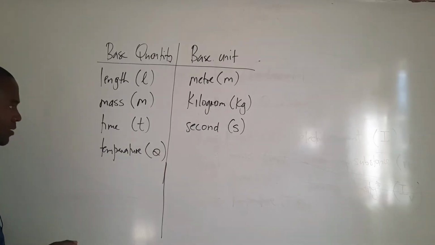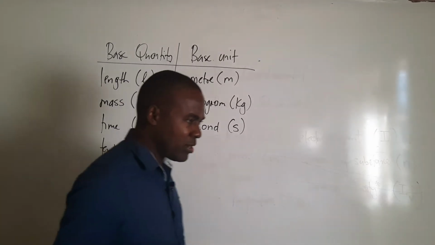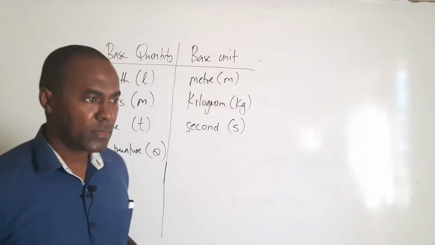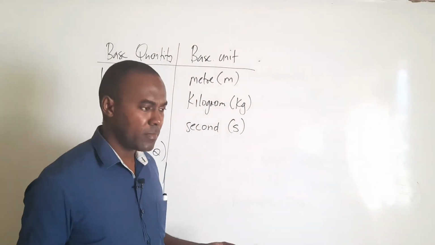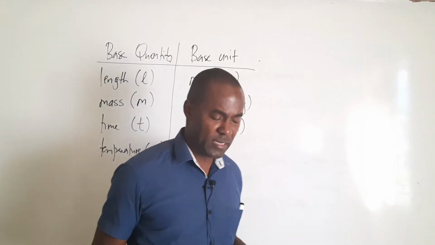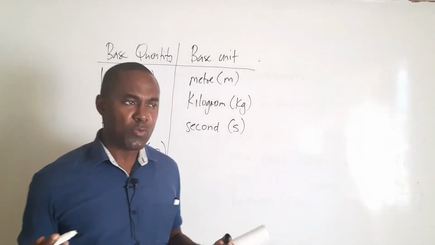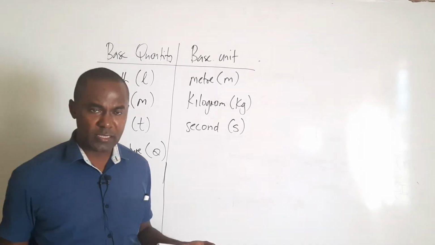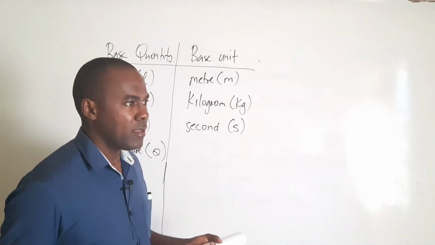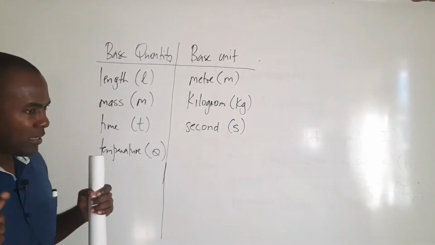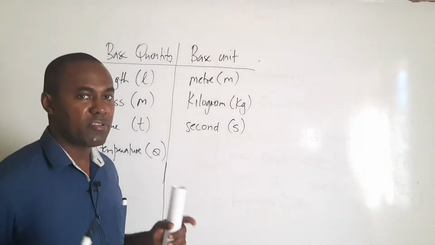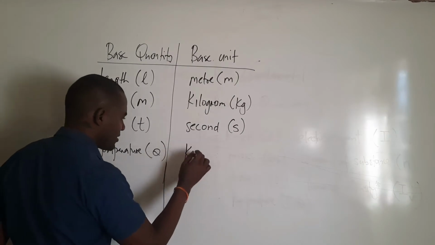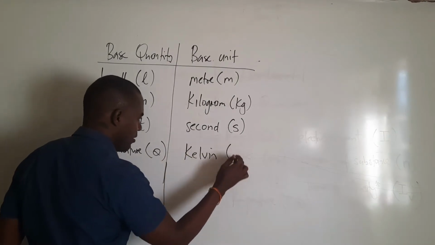theta. Now, many students have become accustomed to using a particular unit for temperature, degrees Celsius, right? Now, whereas the degree Celsius is an acceptable unit for temperature, especially when dealing with heat-related topics, the SI unit of temperature is not the degree Celsius, but the Kelvin. So the SI unit for temperature is the Kelvin, symbol K.